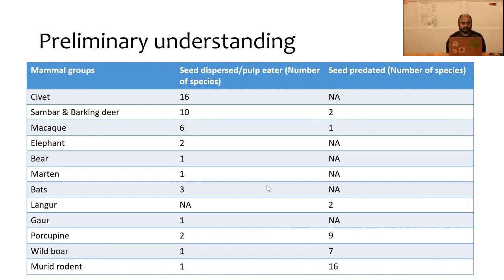Also very interesting is that porcupines can act as pulp eaters. For two species I found that they are not going for the seeds. For one species they are eating only the aril, which is the seed coat, and for another species they are eating only the fruit pulp, which is spongy. So that's also interesting. It's not always that one species acts as only a seed predator or only a seed disperser; it's quite fluid in their behavior or role. Some of the ungulates also act as seed predators. I found that two of the 24 species I have studied act as seed predators.